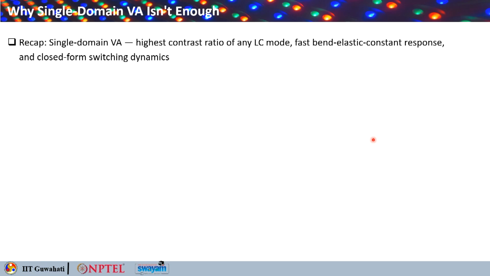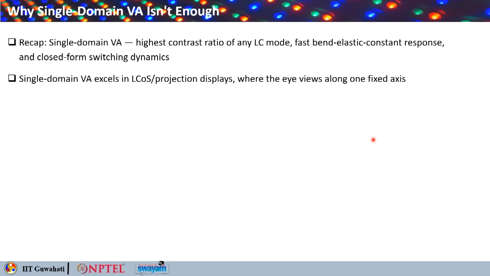So let's start our discussion with why a single domain vertical alignment is not enough. We have seen in the previous lecture that vertical alignment is the best contrast ratio liquid crystal mode with speed traced to the bend elastic constant K33, and a full closed form treatment of the switching dynamics plus the overdrive, undershoot, drive tricks. All these things we have already understood.